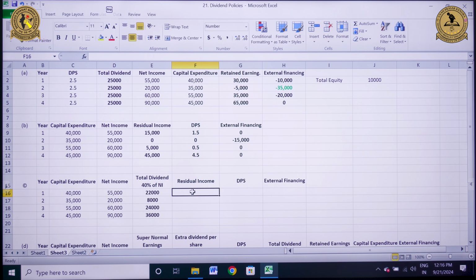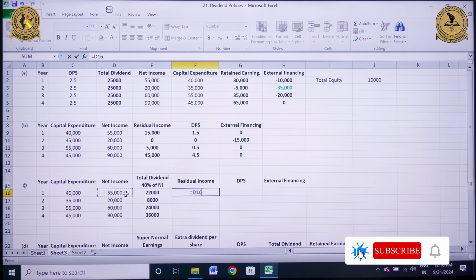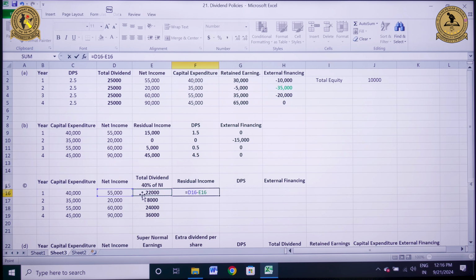Now let's calculate the residual income. So in the first year, the net income is 55,000 and the total dividend payment is 22,000. So the residual income will be equal to net income represented by D16 minus total dividend represented by E16. Press enter. It comes out to be 33,000 in year 1, 12,000 in year 2, 36,000 in year 3 and 54,000 in year 4.